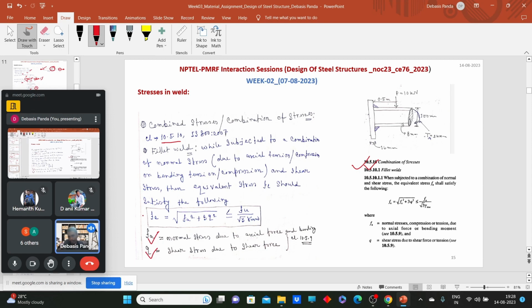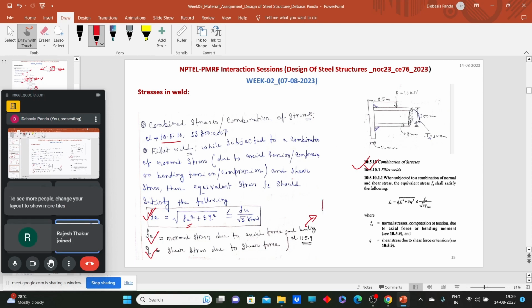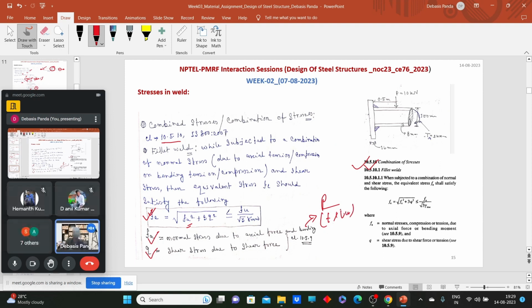The code says that the equivalent stress should be taken as under root of Fa square plus three times the shear stress square. What is that Fa? This is the normal stress due to axial force. If a direct axial force is applied, then the normal stress will be P upon Tt into Lw. Or if it's coming from bending, then we calculate using M by I equals F by Y equals E by R, the pure bending formula. From that we can calculate the normal stresses. And this shear stress is the direct shear stress. It can be generated from a direct shear force, or from the twisting moment. So from the twisting moment, one shear stress will be generated.